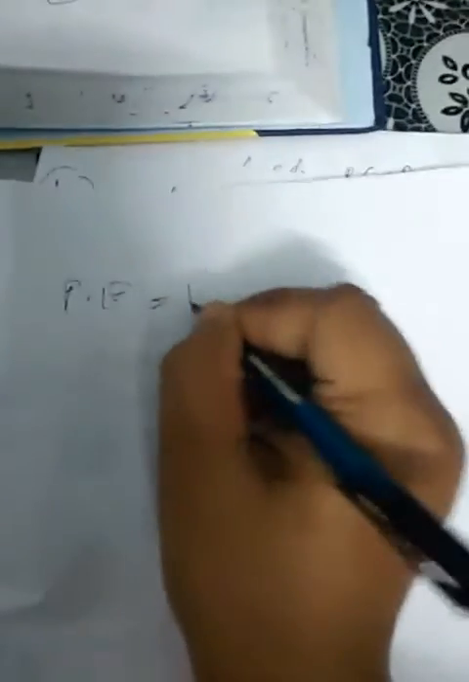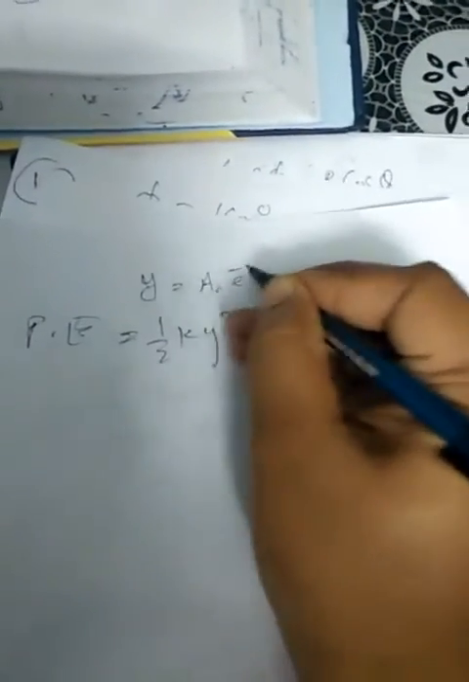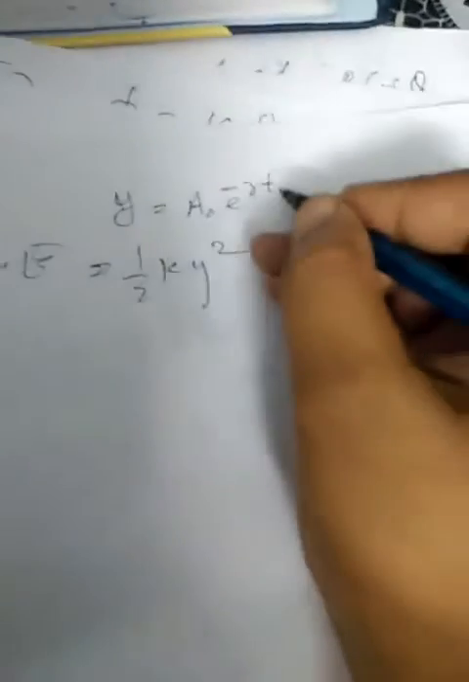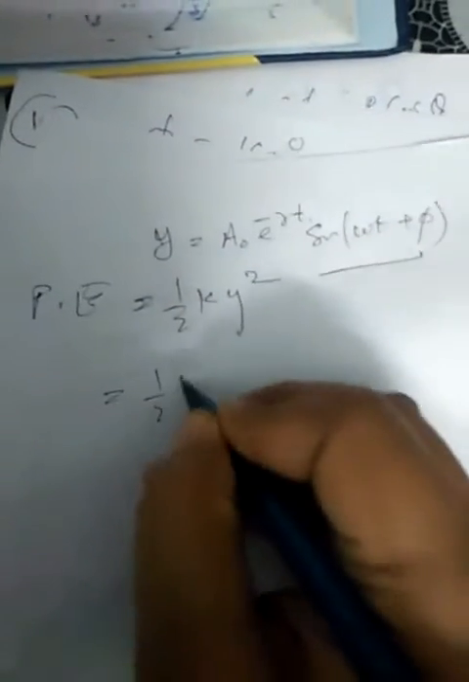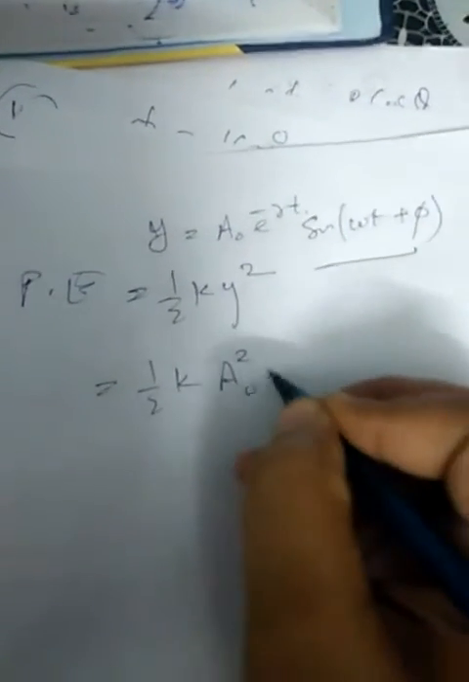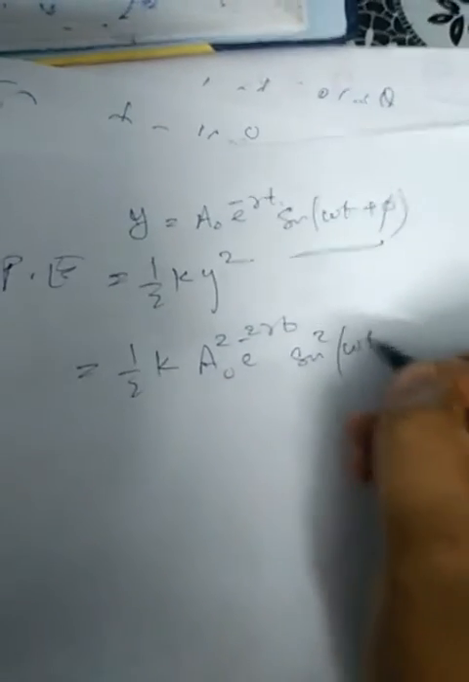Now next we can find the potential energy. Potential energy we can measure as half k y square. We already know that y is equal to a naught e raised to minus gamma t sine of omega t plus phi. Now we can put this value: half k a naught square e raised to minus 2 gamma t sine square of omega t plus phi. That way you will get it.